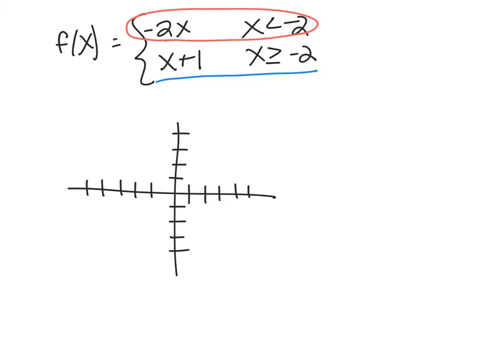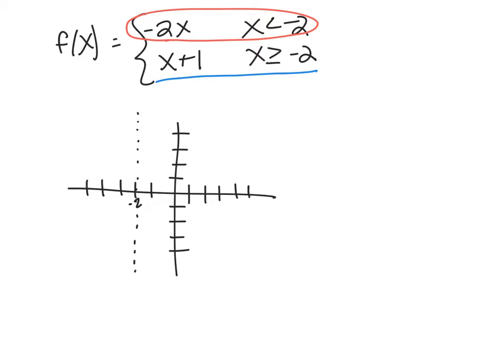So for example, a good thing to start is that x equals negative 2, right here. If you just want to draw a little dotted line for yourself so you know that's where our graphs are going to switch. We're going to go from the red graph to the blue graph. So now we just need to graph them both.